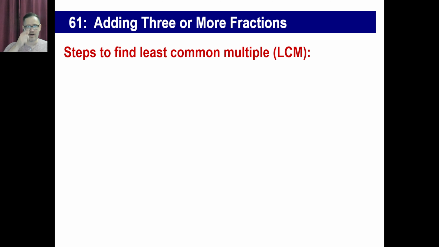So with that in mind, here's how you find a least common multiple. Remember, a least common multiple is the smallest number that other numbers will go into. Remember what multiples of 5 are, right? 5, 10, 15, 20. Multiples of 8 are 8, 16, 24, 32, 40, and so on.